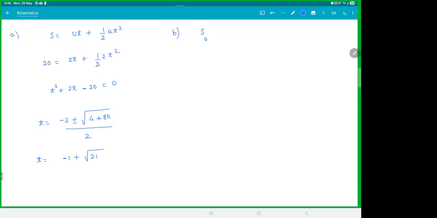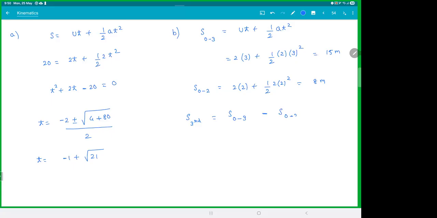Next thing, what do you want to find? Distance traveled in 3 seconds. So 0 to 3. Again, the formula is ut plus half at square. U is 2, time is 3. Half a is 2, time is 3. That would be 6 plus 9, 15 meters. Now you're asking for third second. So what I'll do, I'll find from 0 to 2, which is u, which is 2 into 2, plus half 2 into 2 square. That would be 4, 4, 8 meters. So can I say like this? The displacement in the third second is nothing but displacement from 0 to 3 minus displacement from 0 to 2.